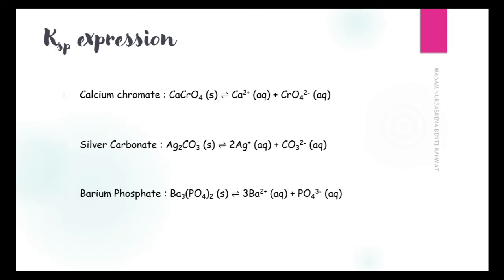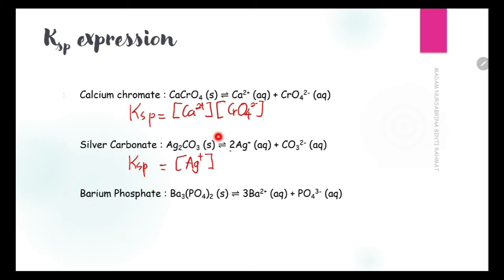In this example, my Ksp is equal to the concentration of Ca2+ multiplied by the concentration of the chromate ion. Let's look at silver carbonate. As you can see, the chemical equation is already balanced, so I can just focus on writing down my Ksp. The number 2 in front of Ag will be used as the power here, and then CO3 2-. Please make sure this is concentration, so use square brackets in your Ksp expression.